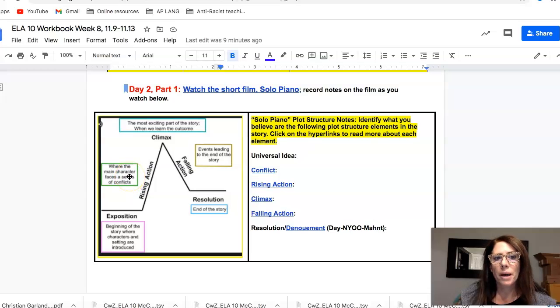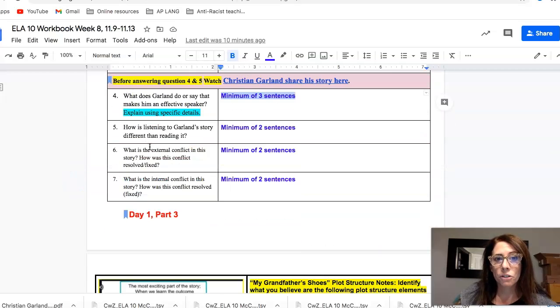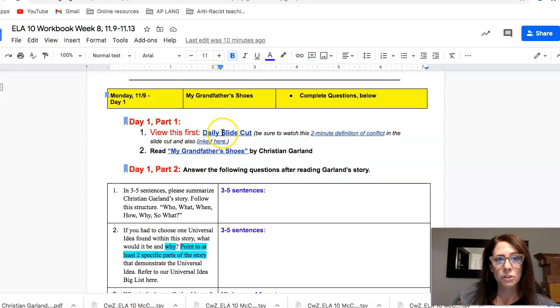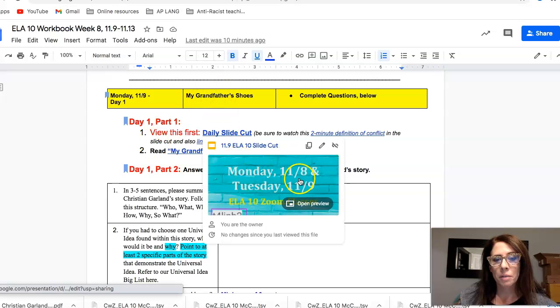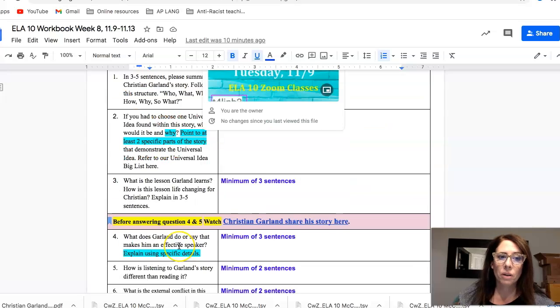This week we're thinking about text or plot structure, and we're thinking about conflict and how those two work together. So it is important to watch the slideshows that I will publish. So I published this first one. This will have information about plot structure and about conflict.